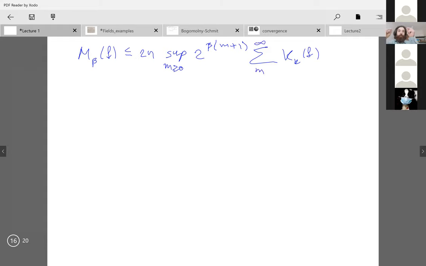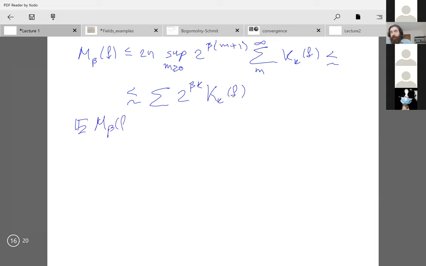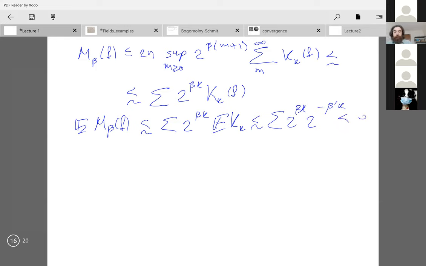So how can we estimate m? We group all pairs of x and y so that they are approximately 2 to the minus m apart. For each of these we have an estimate, and all of these behave like 2 to the beta k. And so when we take the expectation, this is bounded by 2 to the beta k times the expectation of this, and this is summable, and we are done.